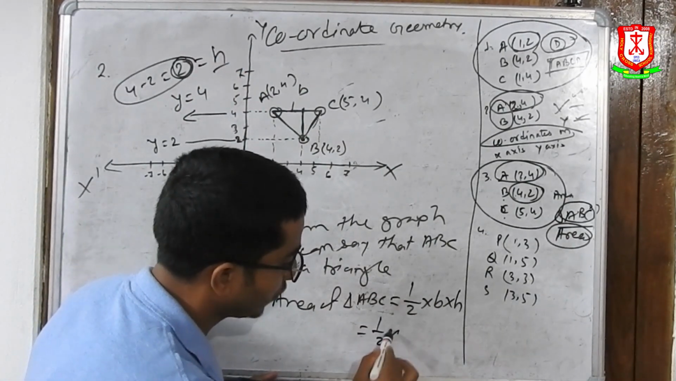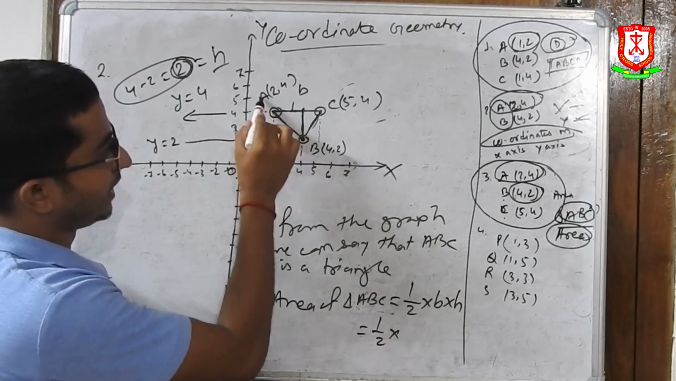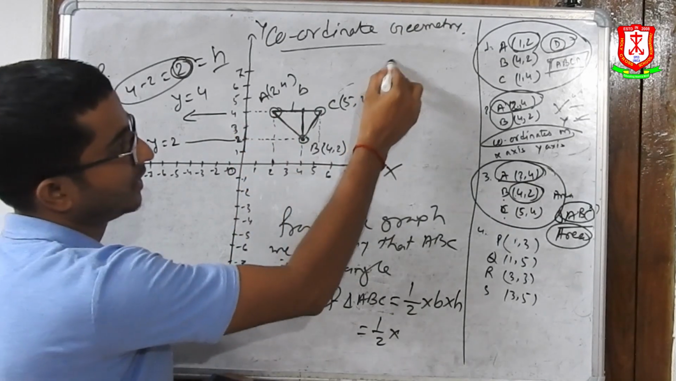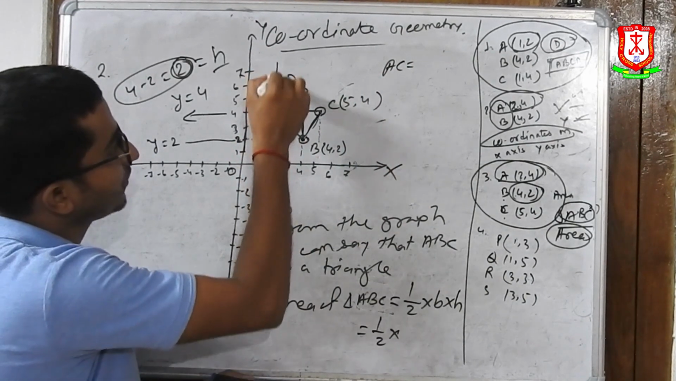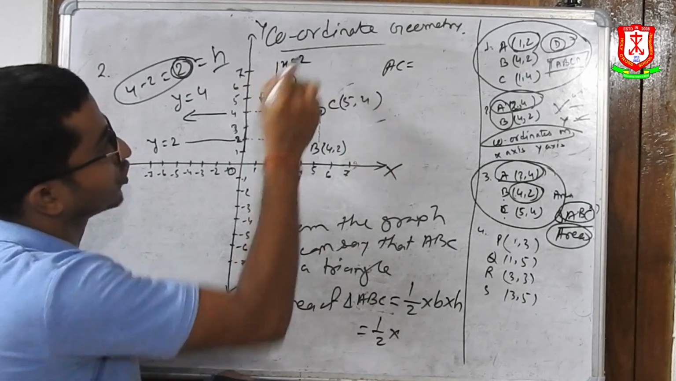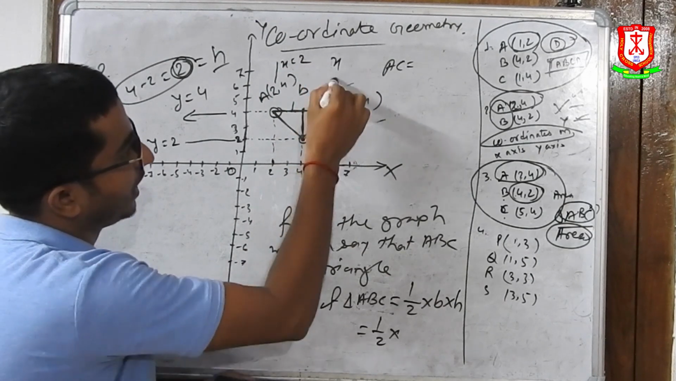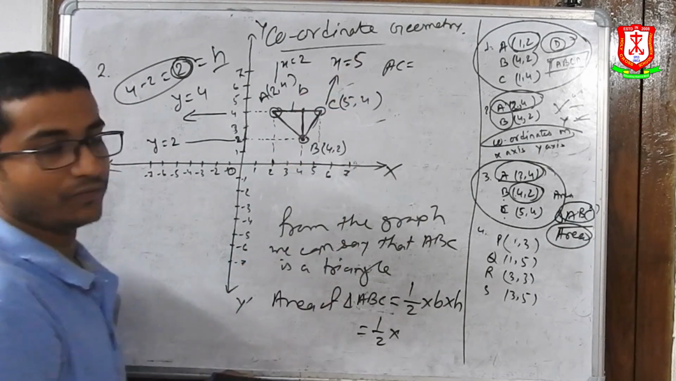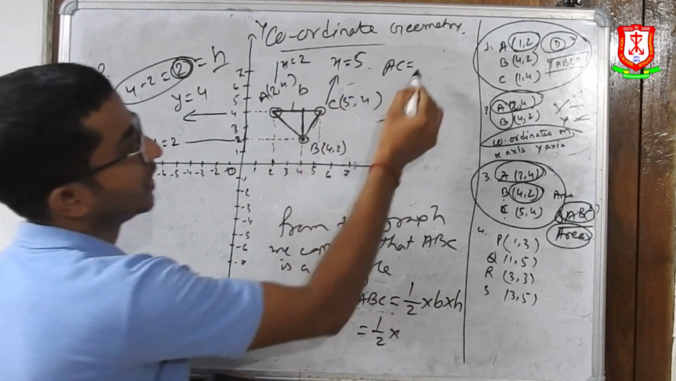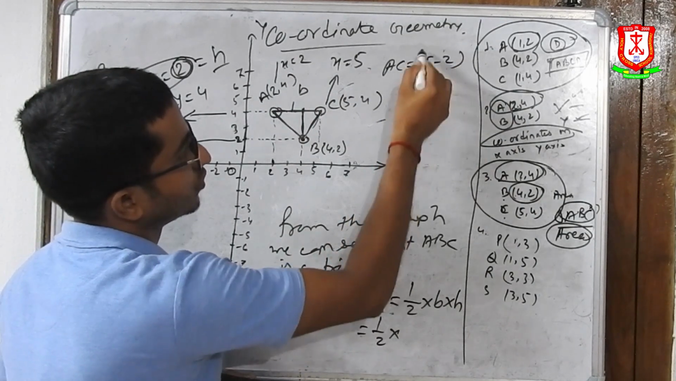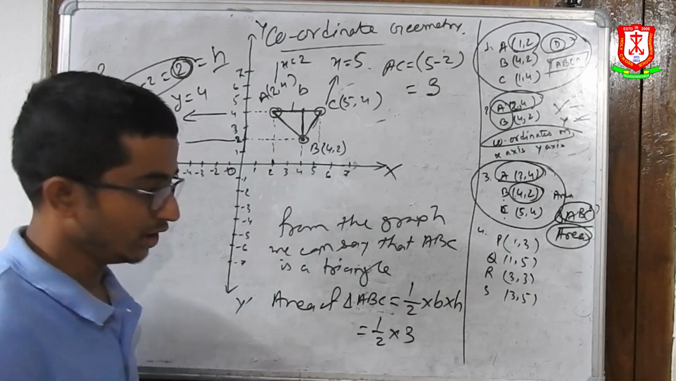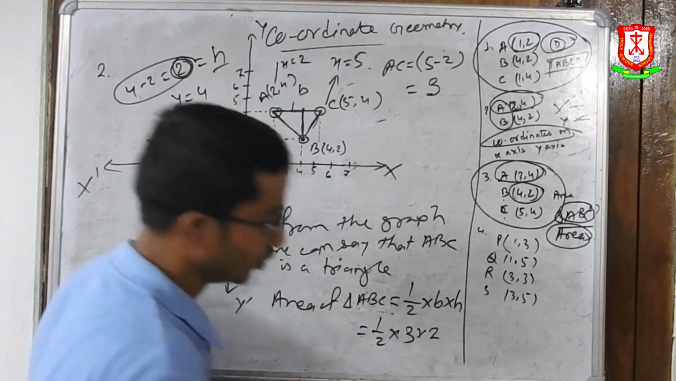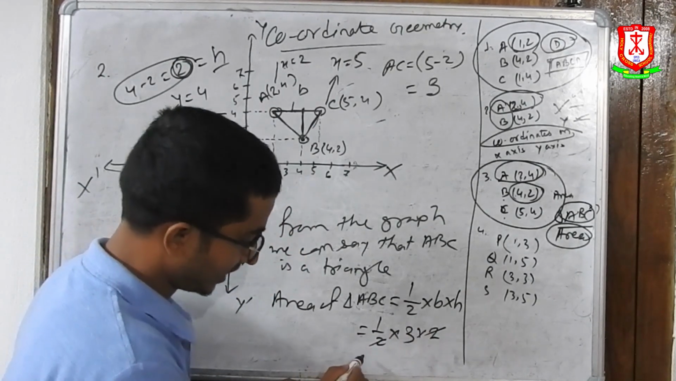Therefore, half into base. If we consider the base, it is AC. AC is the base. Now, what is the length of AC? The value of x here is 2, and the value of x here is 5. The difference is 5 minus 2, which becomes 3. The base is 3 and the height is 2. The 2 cancels, and it becomes 3.